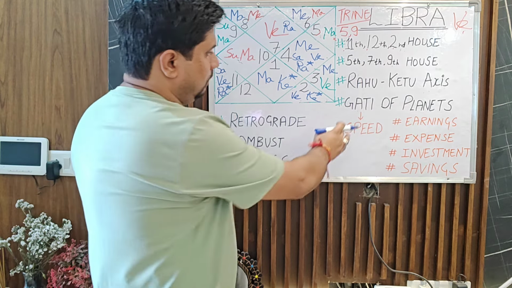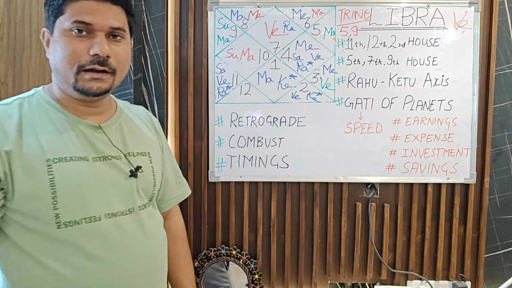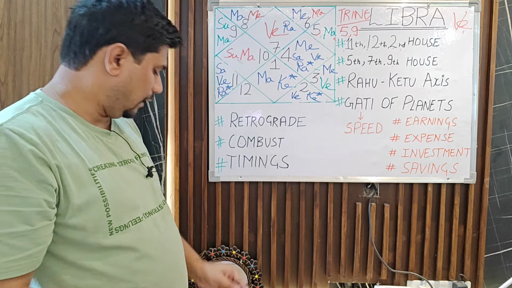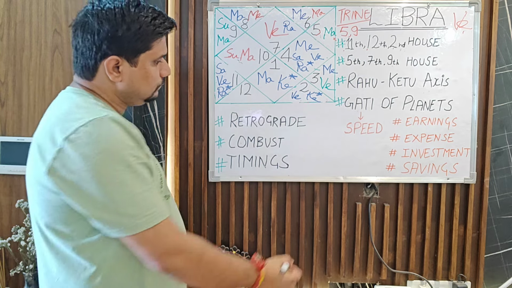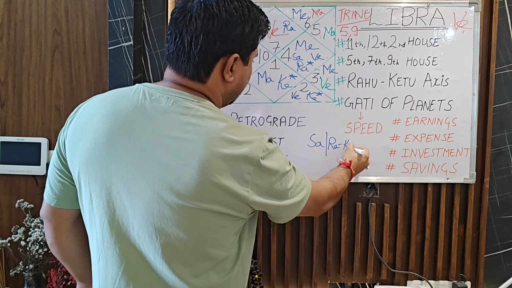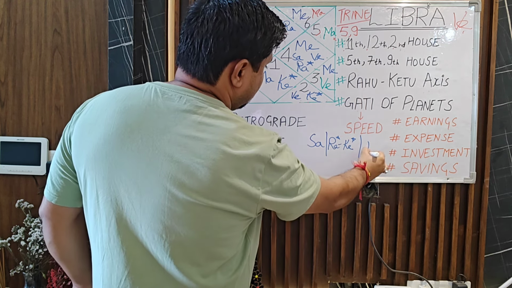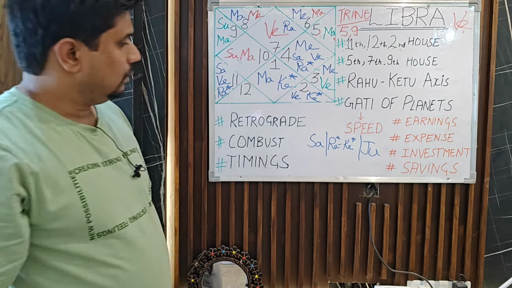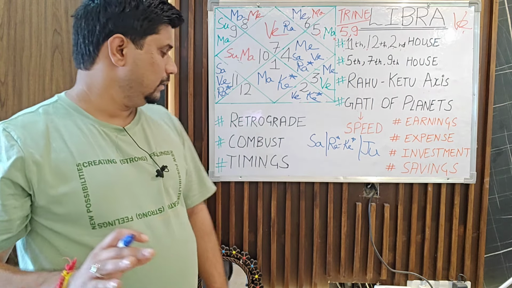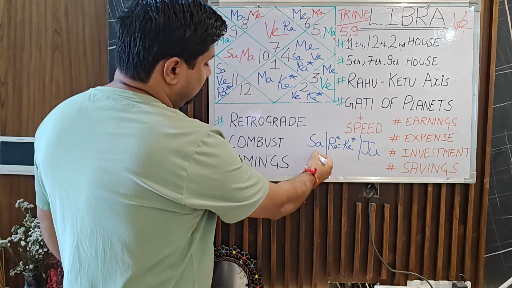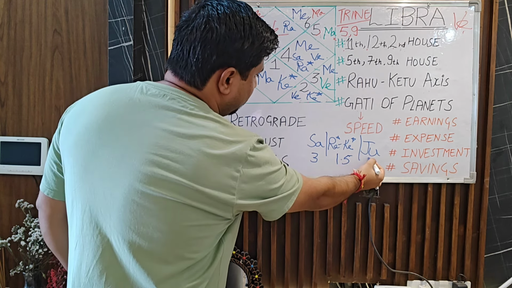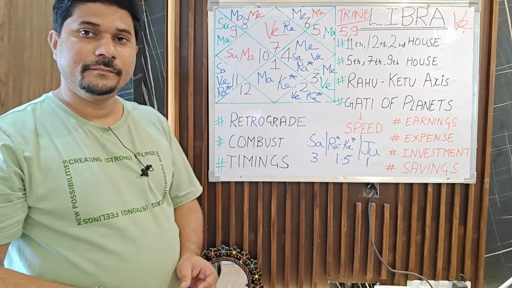Next is the Gati of planets. Now Gati simply means the speed of a graha. And as I told you, there are certain slow moving planets in Vedic astrology and there are certain fast moving planets. Look here: Saturn, the Rahu and Ketu axis, and Jupiter. These 4 planets in Vedic astrology are slow moving grahas, because Saturn will take near about 2.5 to 3 years to complete one zodiac sign. The Rahu and Ketu axis will take 1.5 years, and Jupiter is going to take 1 year in one particular zodiac sign in the transit.